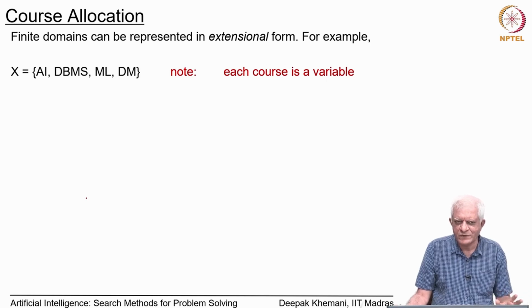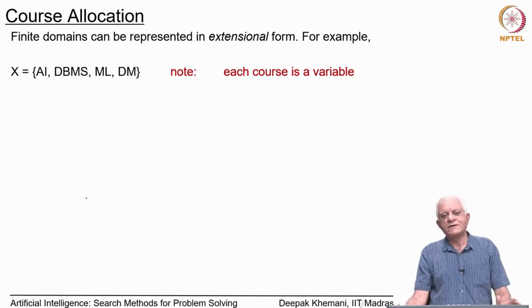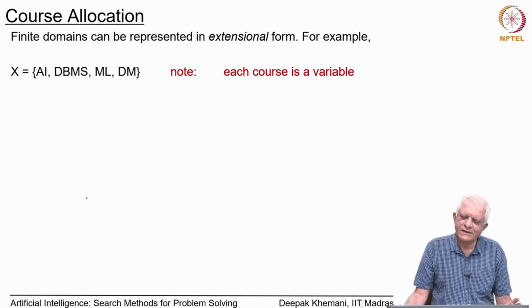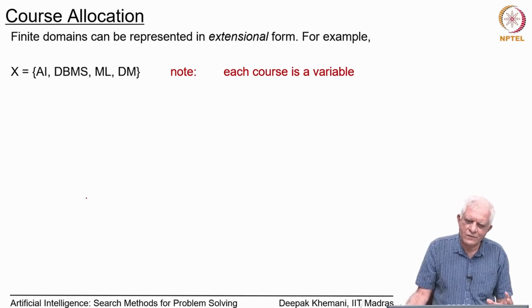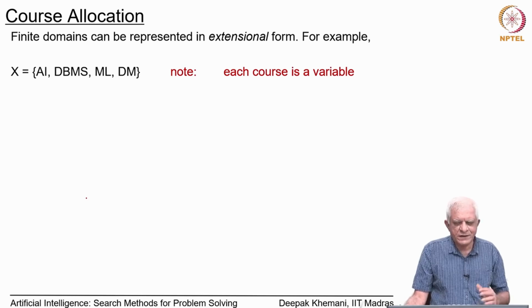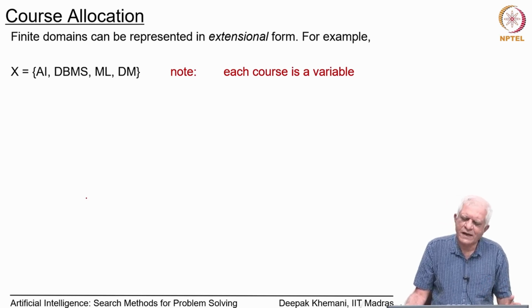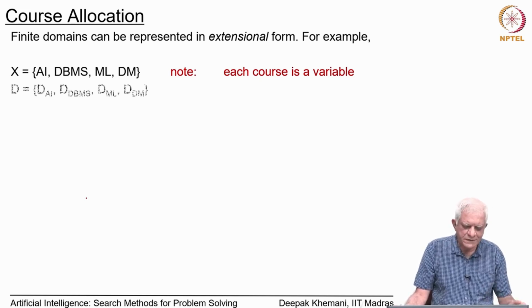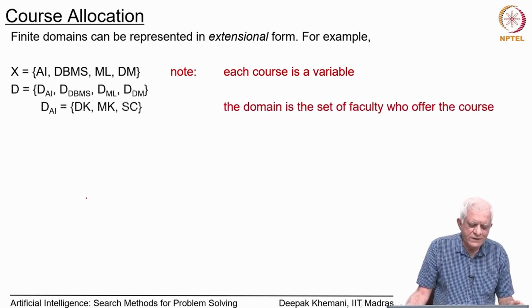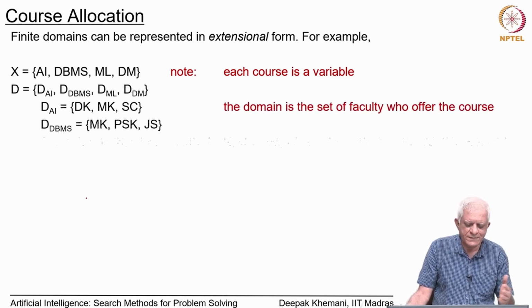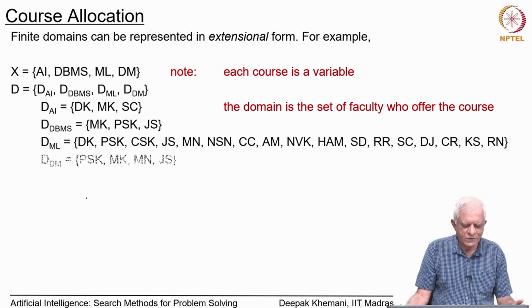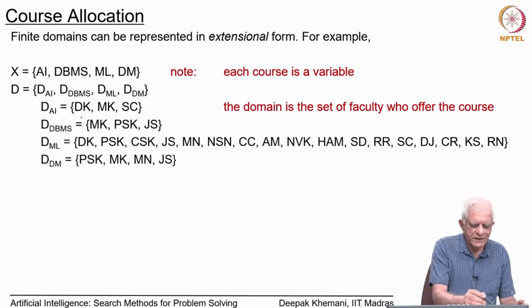So, this is very different from what we said earlier. We said the variables were 4 things: what are the courses, what are the rooms, what are the faculty, and what are the slots. Now, we are saying the variables are the set of courses only. So, clearly you can see that this is more amenable to saying that allocate all these 4 courses to 4 faculty members. So, obviously, the values must be faculty members essentially. So, each course has a domain which specifies who can teach that course. So, for example, AI and MK and SC can teach AI.